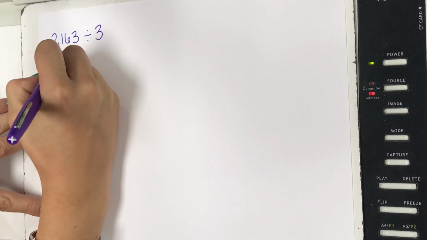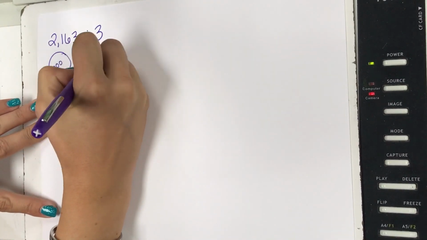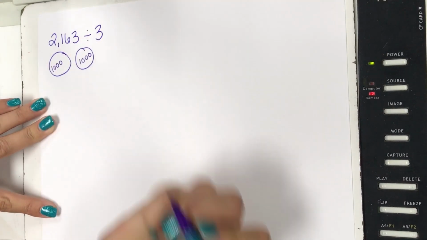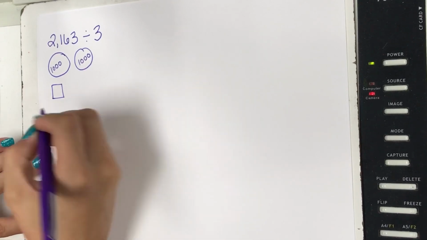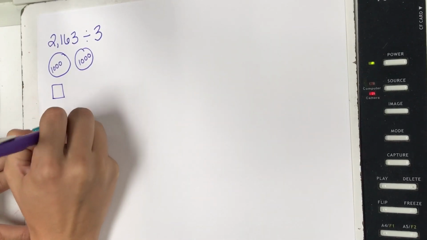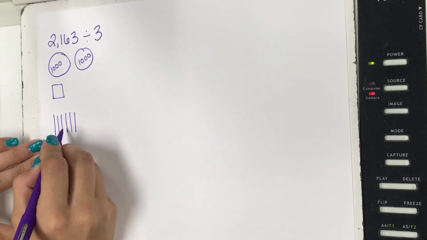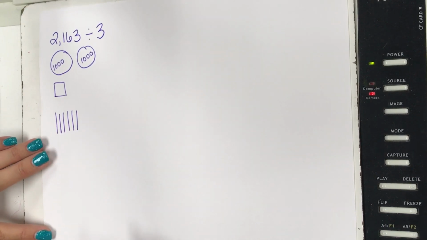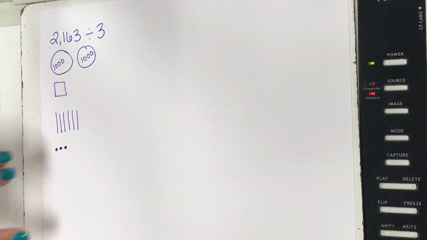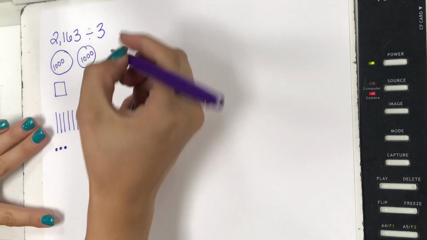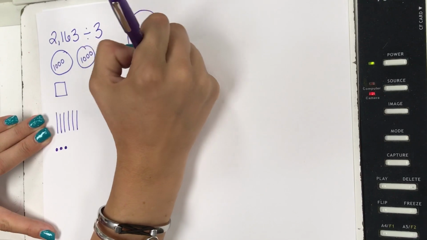All right, so I'm going to start with 2,100, 1, 2, 3, 4, 5, 6 tens and 3 ones. And how many circles do I need to draw? 3, because there are going to be 3 groups.